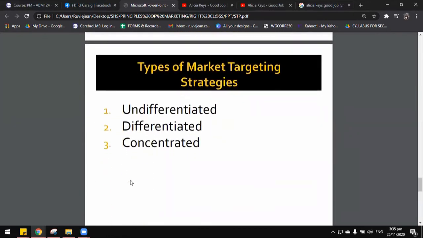Okay. So there are actually three types of market targeting strategies. So we have undifferentiated, differentiated, and concentrated. These market targeting strategies will vary according to the number of market segments that a company or a firm tailors its products to. So let's first talk about the first market targeting strategy, which is undifferentiated. Okay? Undifferentiated marketing is also called mass marketing. Okay, paano ba natin ginagawa tong market targeting strategy na 'to?